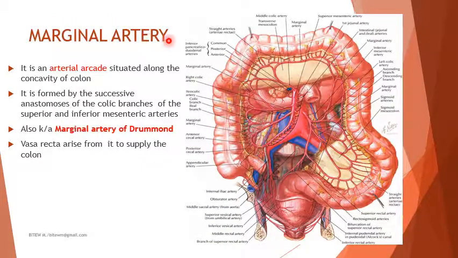What is the marginal artery? It is an arterial arcade which is situated along the concavity of the colon. And how is it formed? It is formed by the successive anastomosis of the colic branches of the superior and inferior mesenteric arteries. See, with all these anastomoses, an arterial arcade is formed. This is the marginal artery, and it is also known as the marginal artery of Drummond.